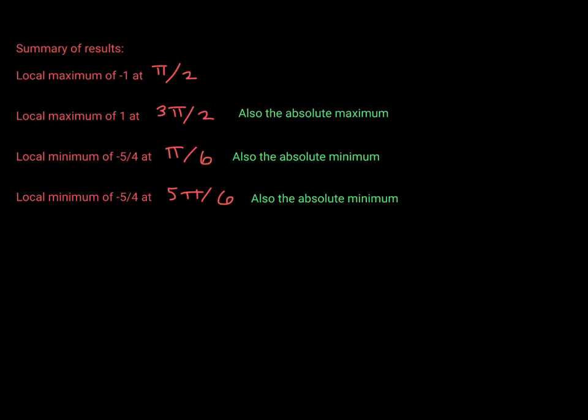There are local minimum values of negative 5/4. It happens at pi over 6 and again at 5 pi over 6. Over the entire interval given, between 0 and 2 pi, there is no other function value that is less than negative 5/4. So negative 5/4 is a local minimum. It's also an absolute minimum.